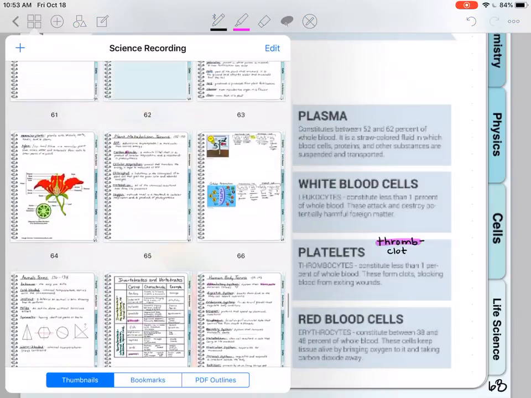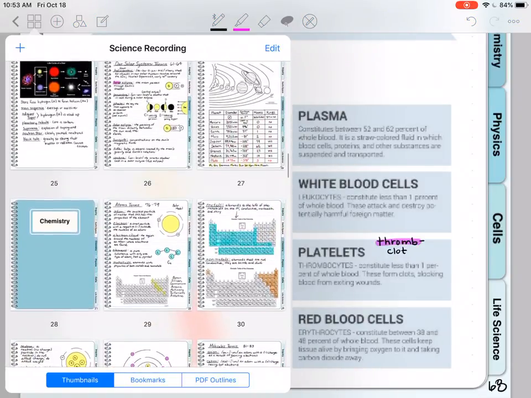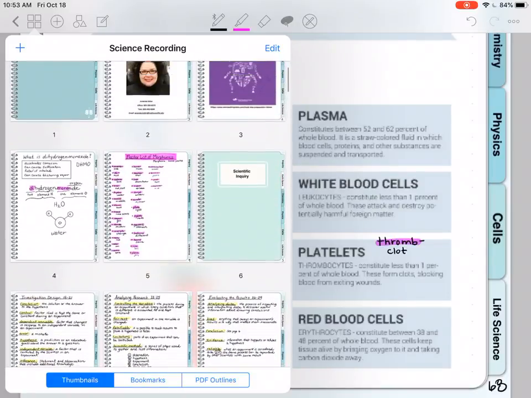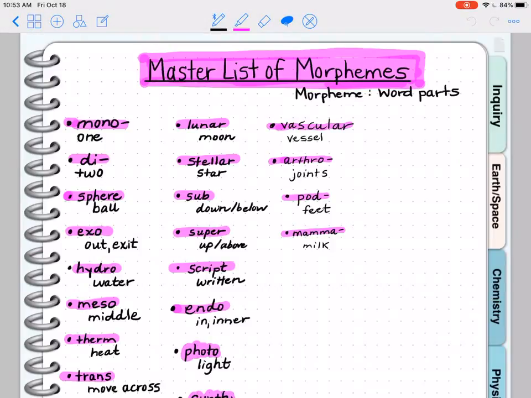Let's add thromb to our list of morphemes, and we will be finished with this lesson. Thromb is clot. So if you go to the doctor with pain and they are looking for thrombosis, they are looking for blood clots.